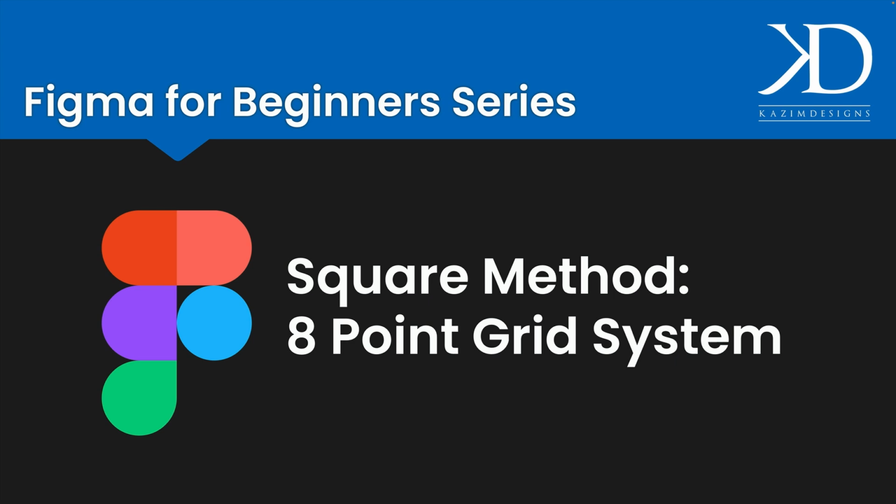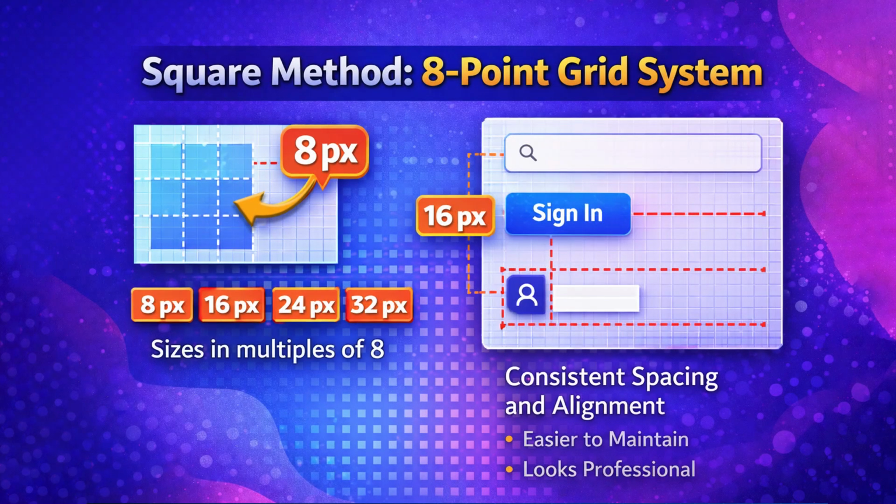In this video, I will show you how to design using the 8-point grid system in Figma using the square method, so your user interface looks clean. This method is widely used in UI design to maintain proper spacing and alignment. The idea is simple. All spacing and sizing follow multiples of 8, such as 8, 16, 24, and 32 pixels. This helps create designs that are visually balanced and easier to manage.